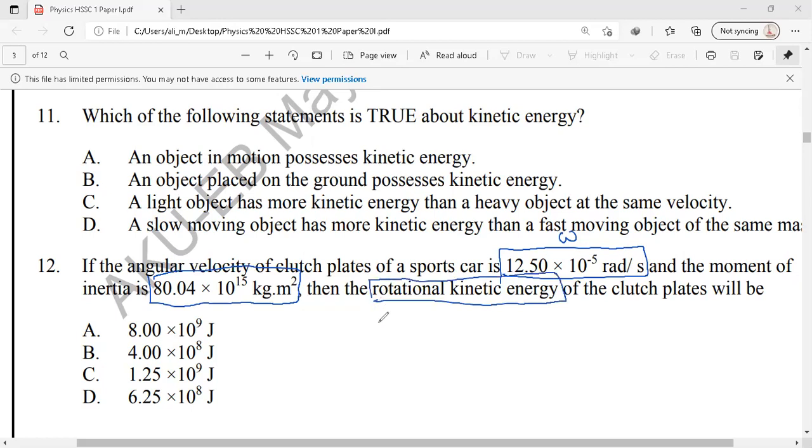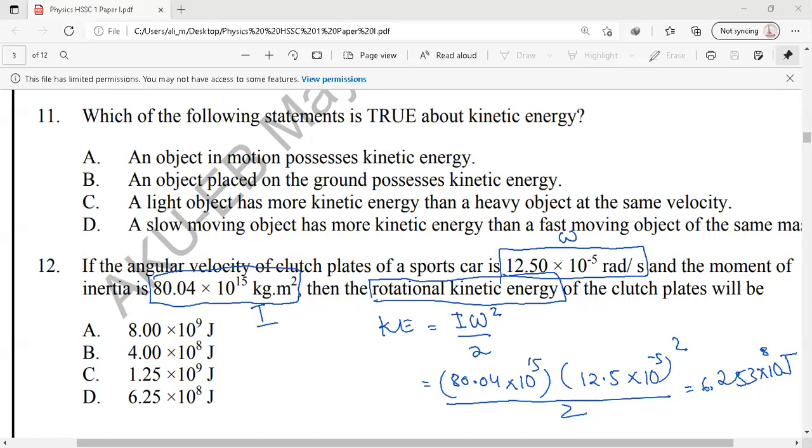So the formula for the rotational kinetic energy is equal to I omega squared divided by 2. Here we have I and we have omega, so let's substitute these values. We have substituted the values of moment of inertia and omega squared, and by dividing by 2, we have got our answer, that is 6.25 × 10^8 joules. So the correct answer for this question will be option D, 6.25 × 10^8.